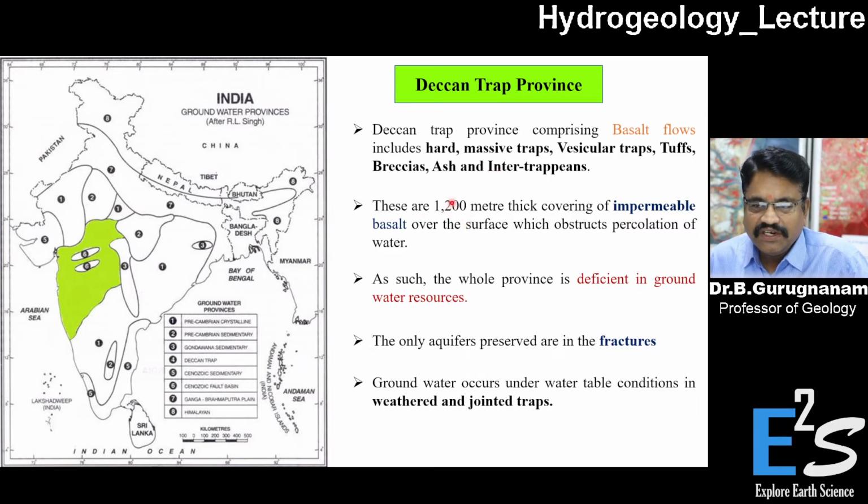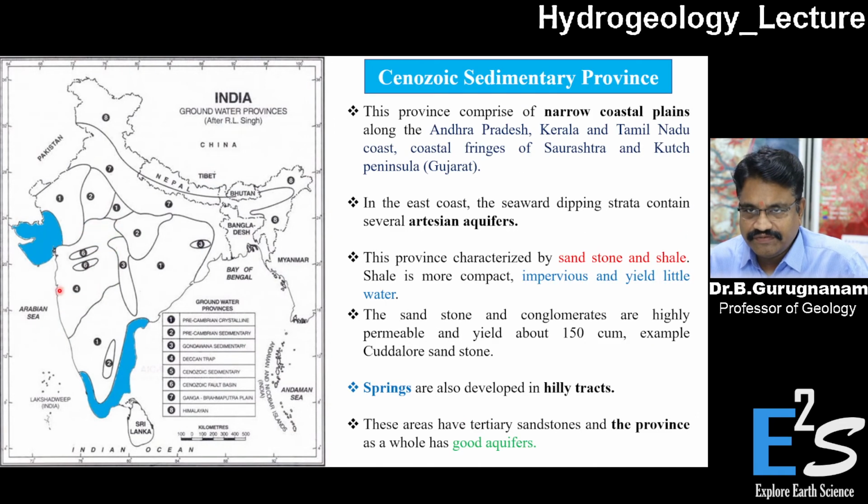A 1,200 meter thickness is noted here, with a covering of impermeable basalt over the surface, which obstructs the percolation of water. As such, the whole province is deficient in groundwater resources. The only aquifers preserved are because of fractures. Groundwater occurs under water table conditions in the weathered and jointed rock in this region.